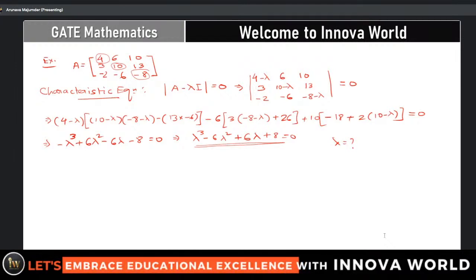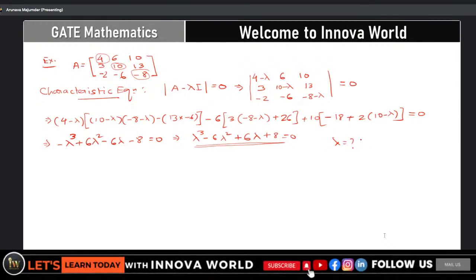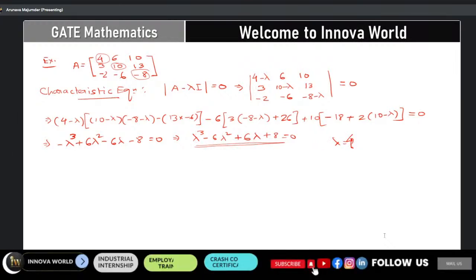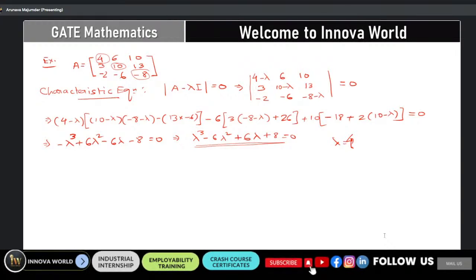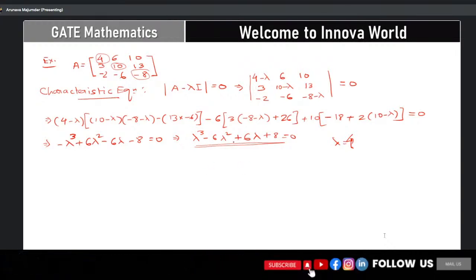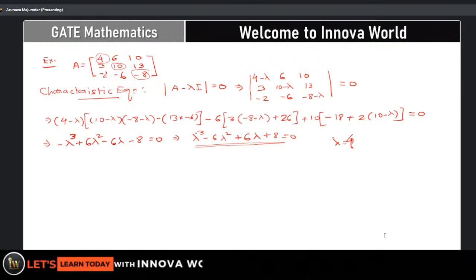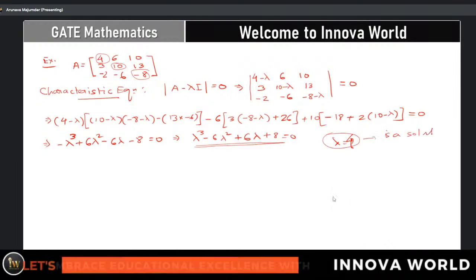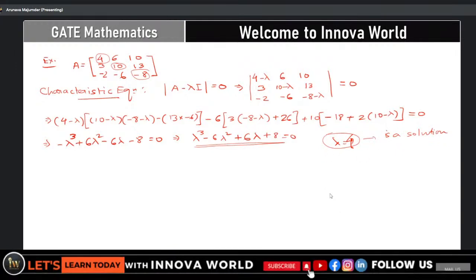Okay, so let me tell you, if we put lambda equal to 4, then this particular equation becomes 0. You just put lambda equal to 4 here, 4 cube, so 4 cube means it is 64, minus 6 into 4 square plus 6 into 4 plus 8. Just put lambda equal to 4 and calculate, you'll be getting 0. It means lambda equal to 4 is a solution of this particular equation.